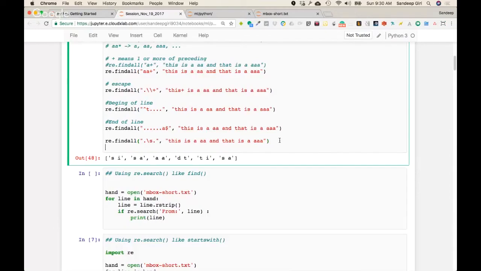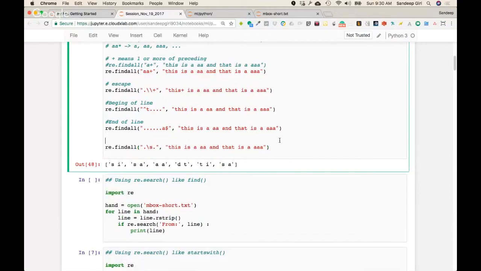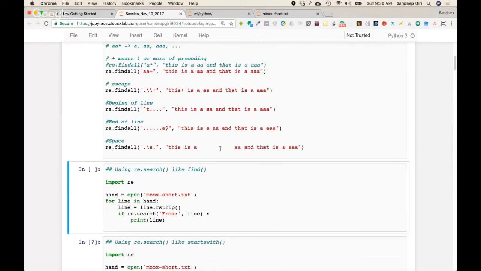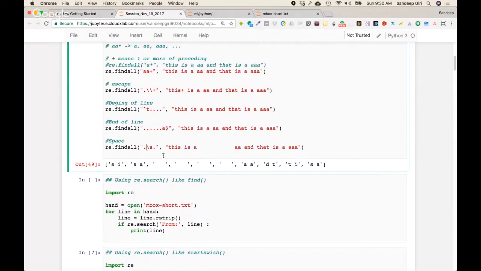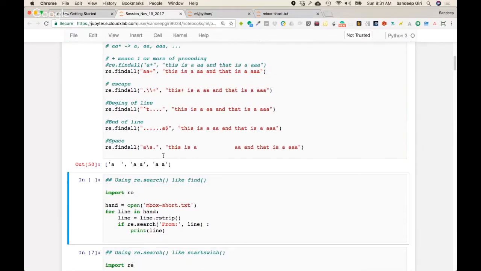All right. So this way you can match the white space. Here, no matter what kind of space it is, it can match. See that? It basically matched white space multiple times. Okay. So let me just put here a, and you can see.